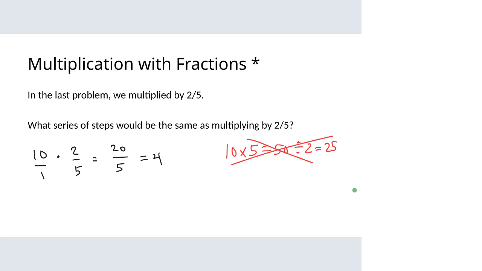Okay, the second choice was multiply by 2 and divide by 5. So if I take 10 and I multiply by 2, I get 20. I divide by 5, I get 4. Hey, that looks pretty good.